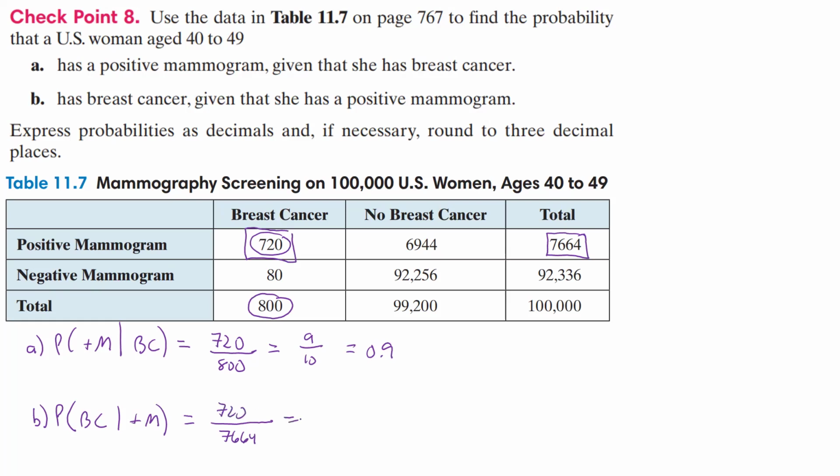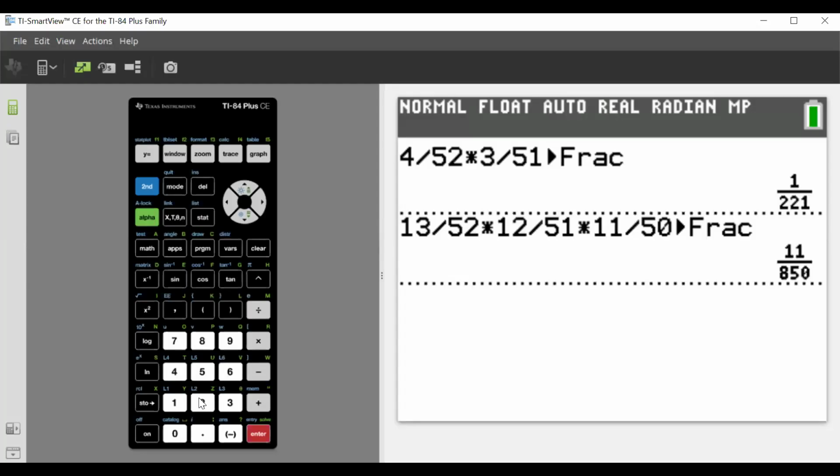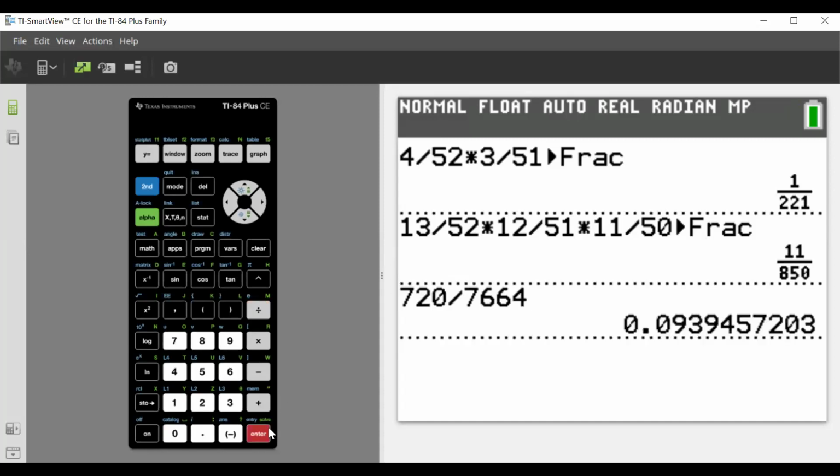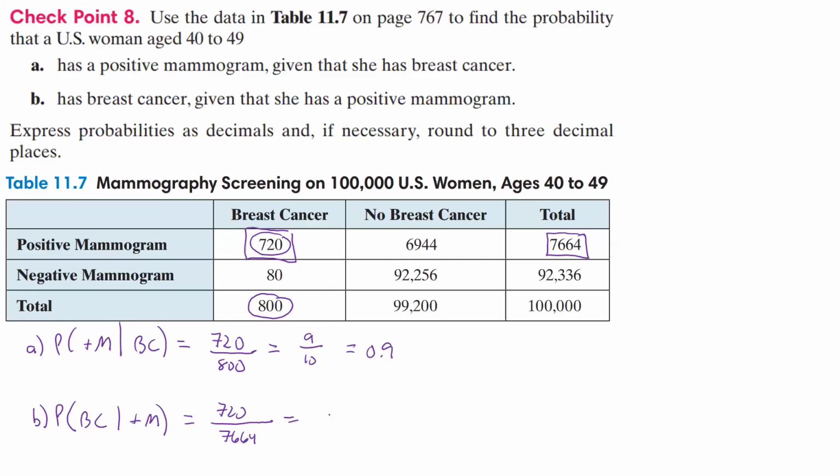Now this time I can't do that in my head. And since they want it as a decimal, we're just going to go to our calculator. And we're going to take our 720 divided by 7664. And we get 0.094 if we're going to 3 decimal places. So we get 0.094 for that one. Okay.